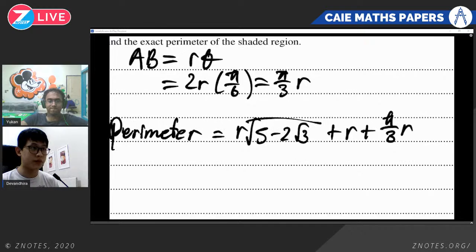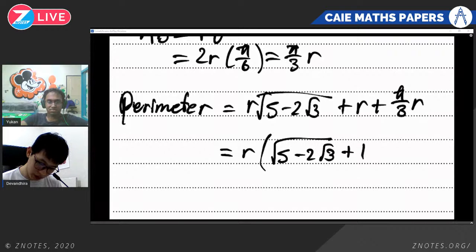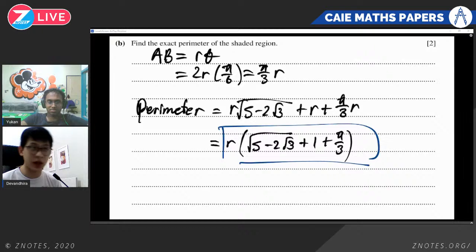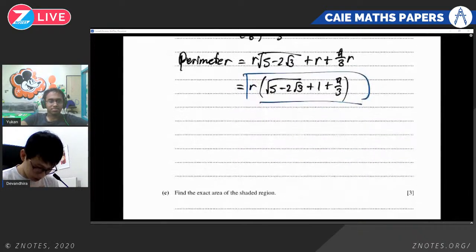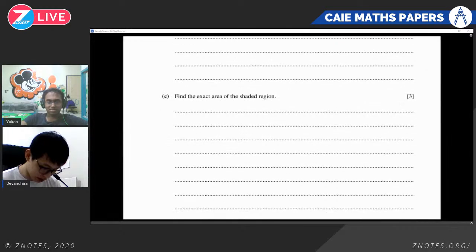Agree? You can just factor the r out if you want: 5 minus 3 plus 1 plus pi by 3. And that's it. Because they ask for exact, you don't have to put this in your calculator. That's your answer. Yeah. 2 marks. They're giving so much space for 2 marks, but it's okay. Just be thankful for it.